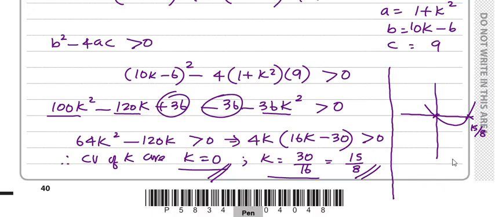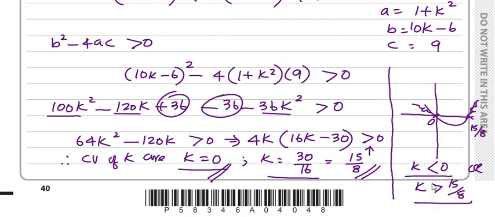Therefore, we want greater than 0, so all the values of y which are greater than 0 are what we are interested in. Therefore, k should be less than 0 or k should be greater than 15 over 8. So we have to write these two inequalities to actually get the full marks for the question. Critical values won't give you the marks. You need to actually say, since this is an inequality, k has to be greater than 15 over 8 or less than 0.